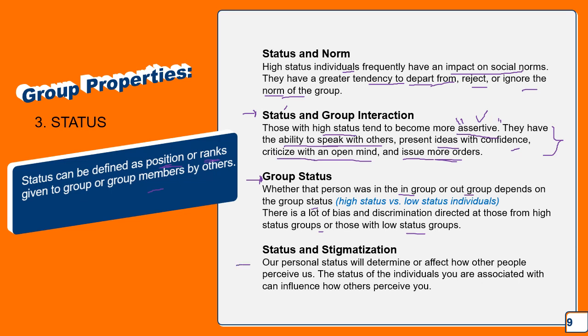And lastly is group stigmatization. Our personal status will determine or affect how other people perceive us. The status of the individuals you are associated with can influence how other people perceive you. So if we are at higher status, meaning that we are holding higher position, then other people might perceive us differently than when we are at lower status or lower position.